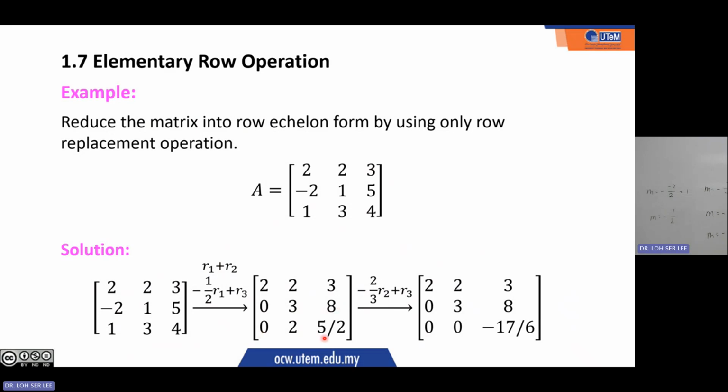Okay. And for the new row 3, negative half multiplied to this row 1. So 2 times negative half, you get negative 1. Negative 1 plus 1, 0. 2 times negative half, you get negative 1. Negative 1 plus 3, positive 2. 3 times negative half, you get negative 3 over 2. Negative 3 over 2 plus 4, you get 5 over 2.